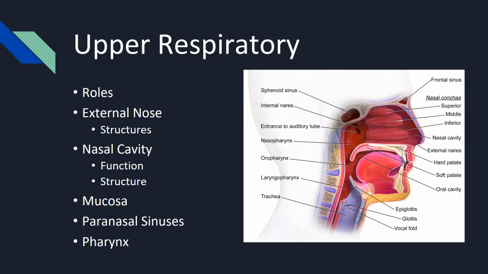Structures within the nasal cavity include the vestibule, which is just above the nostrils, lined with skin, and vibrissae, which are hairs to catch dust and other particles. The nasal septum divides the nostrils. The nasal conchae include the superior, middle, and inferior, and they are the curves that swirl the air.